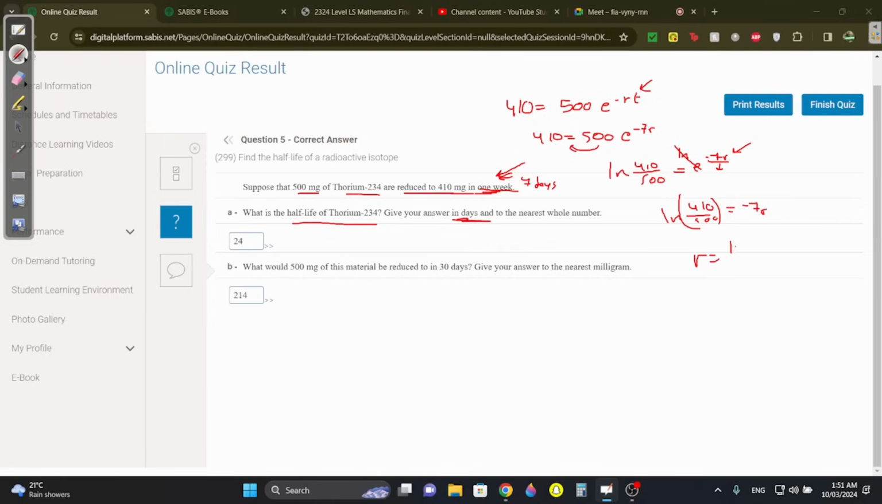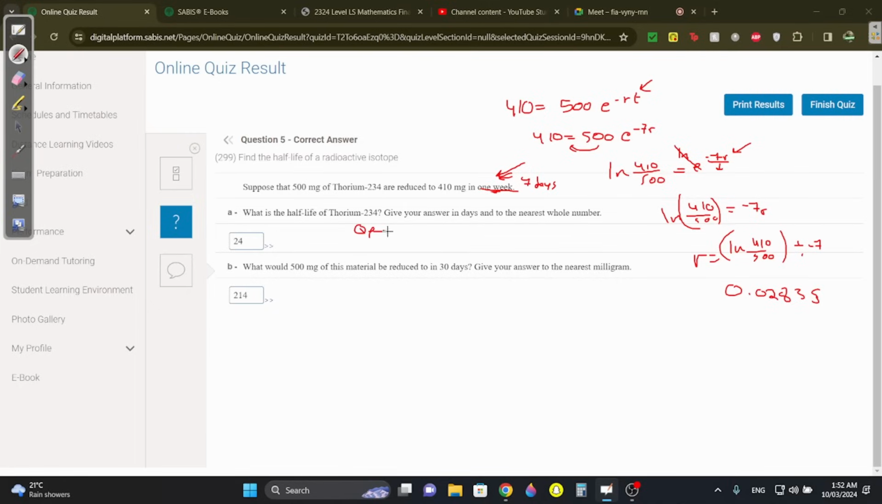So r will be ln 410 over 500 divided by minus 7. You should get 0.02835, something like this. Let's say it's this. Now that we know the rate, we can find the days. Half-life. What does this mean? It means that the final is half of the initial.